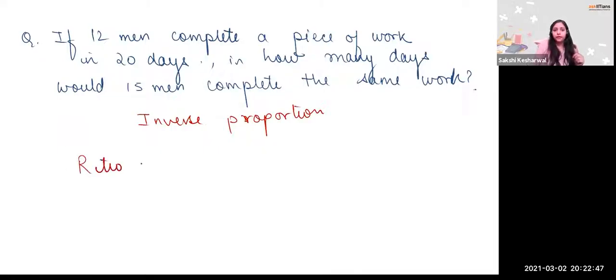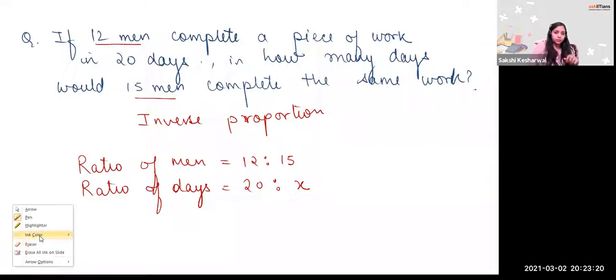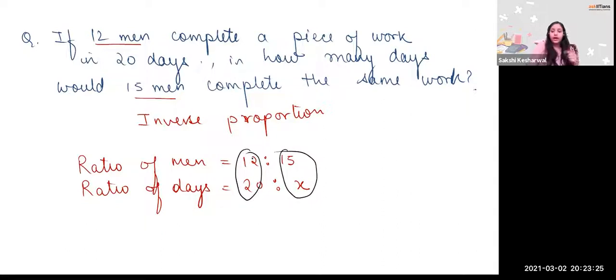Now, let's take the ratio of the men. It is 12 men to complete a piece of work in 20 days, and how many days would 15 men take to complete the same work? So the ratio of men is 12:15. The ratio of days will be 20:x, and you don't know this. As we have learned, the product remains the same. That is, the ratio of the men into the ratio of the days will remain the same.